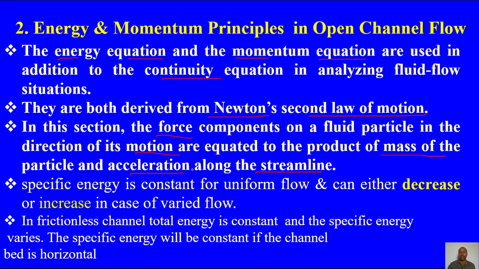Specific energy is actually constant for uniform flow. We will use this energy equation, and it can either decrease or increase in case of varied flow. In a frictionless channel, total energy is constant and the specific energy varies. The specific energy will be constant if the channel is horizontal. If the channel is horizontal, we will have a constant specific energy.